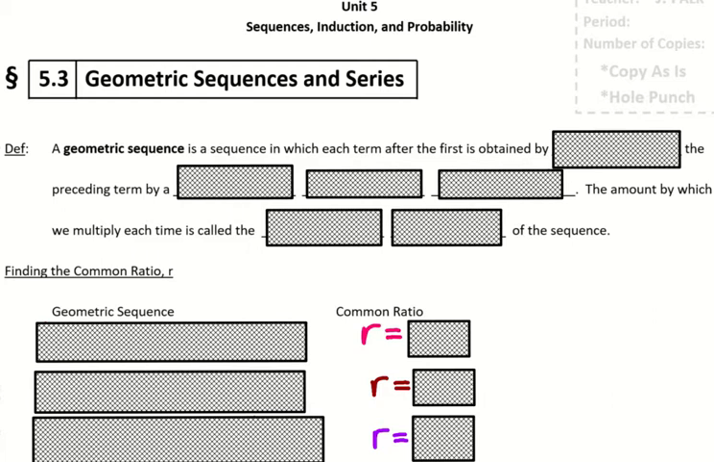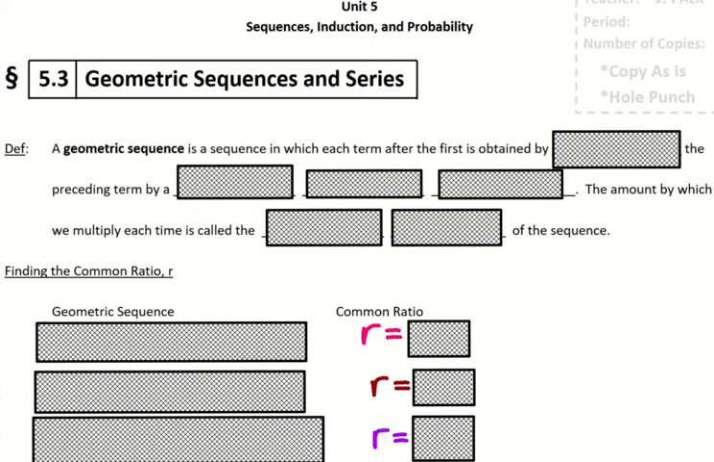Obviously it's different because 5.2 was about arithmetic sequences and series, and 5.3 of course is on geometric sequences and series, but this section 3 is going to seem very, very similar to section 2, because we're going to be doing the same kinds of things, following the same format, same kinds of problems, and all that jazz.